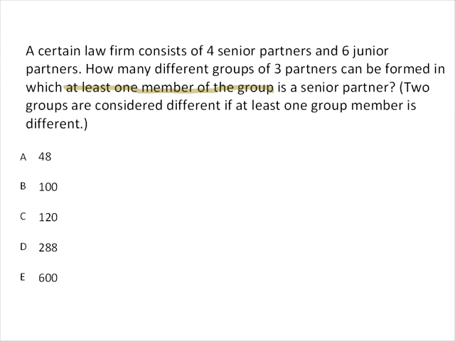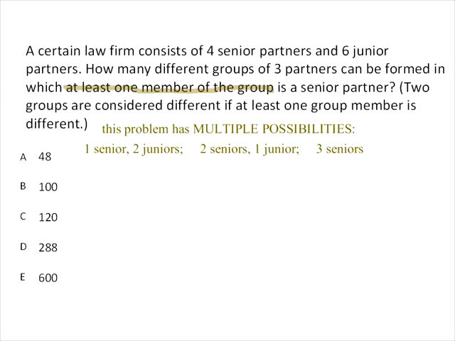So this problem has multiple possibilities. Because there are 3 members of the group, at least one of them has to be a senior partner, but that's all we know. So you could have 1 senior partner, 2 juniors. You could have 2 seniors, 1 junior, or you could have 3 seniors, and that's it.